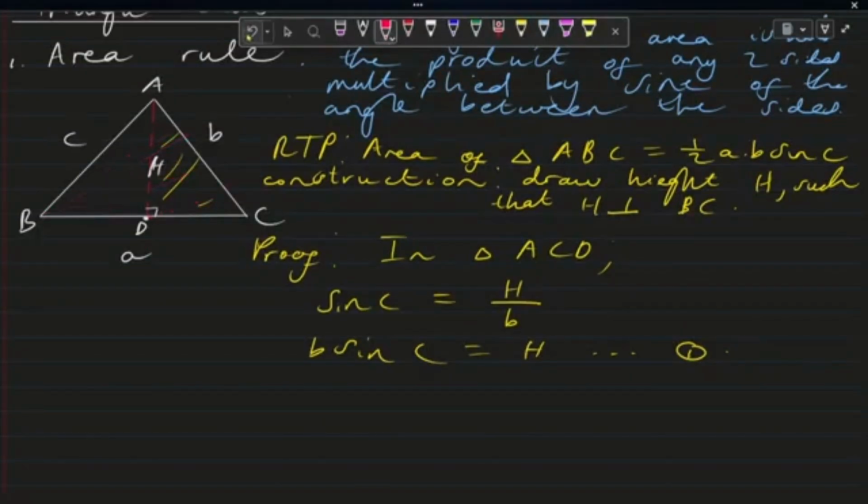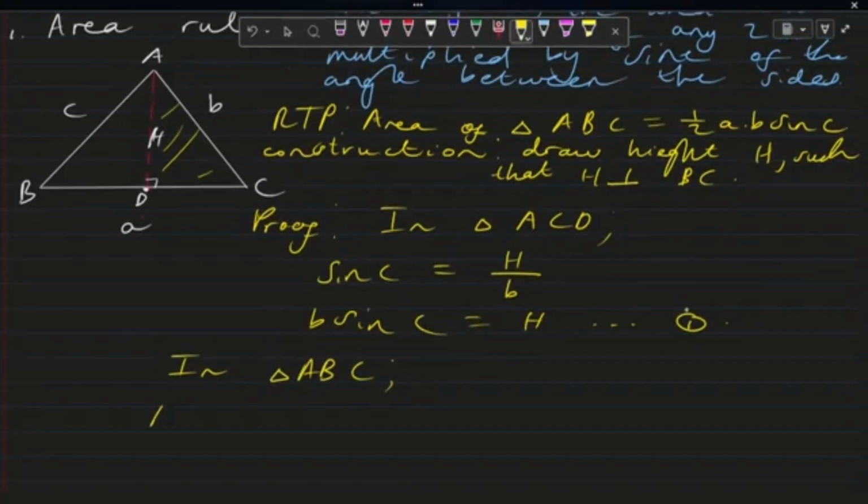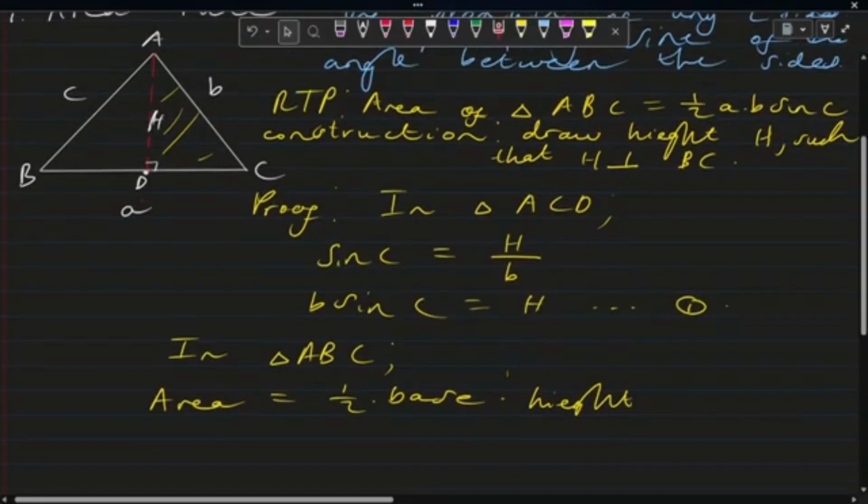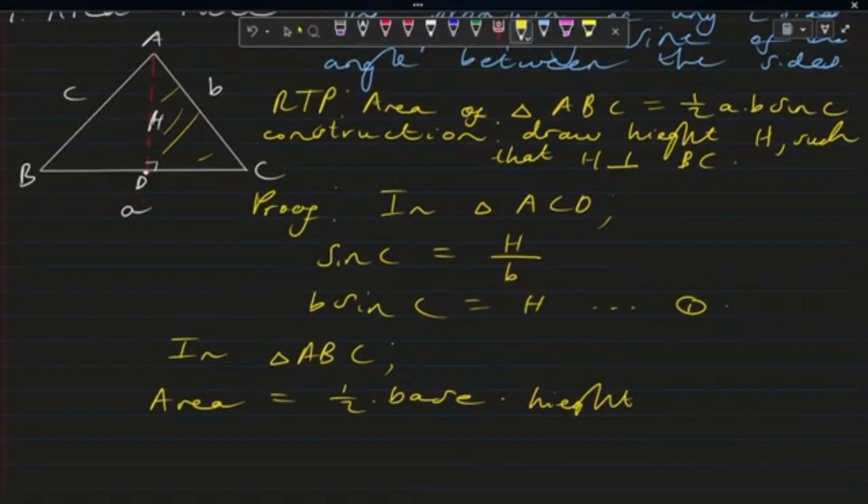Okay, and then now I am considering the big triangle, like this triangle ABC. Okay, that is the triangle that I'm considering. So I will say in triangle ABC, this is what is happening. The area is equal to a half times the base, half times base times the height.